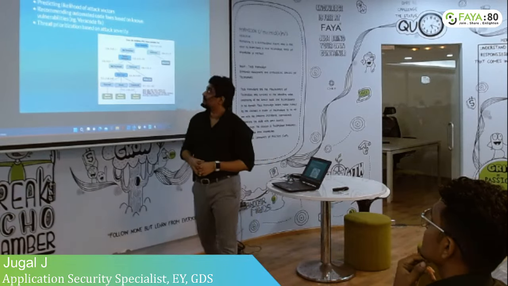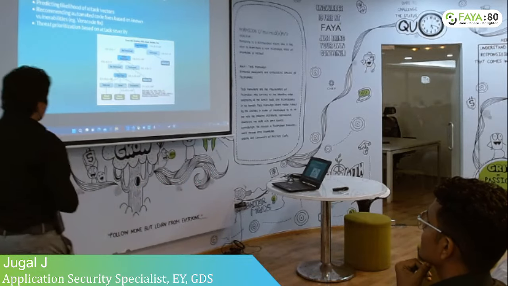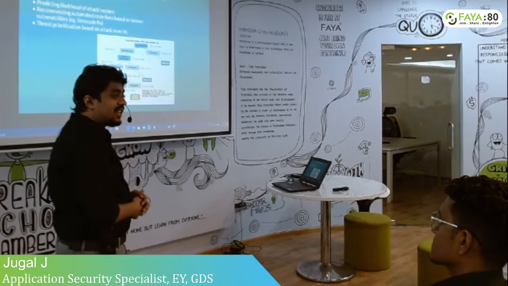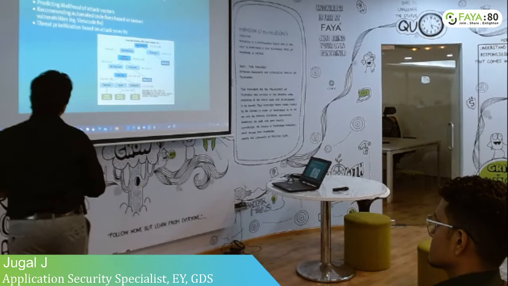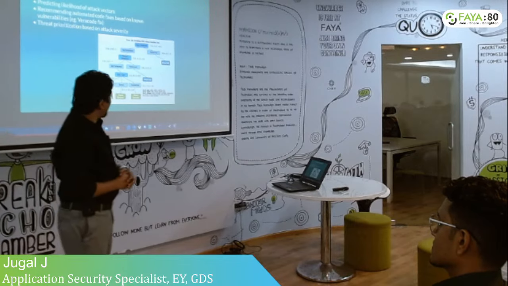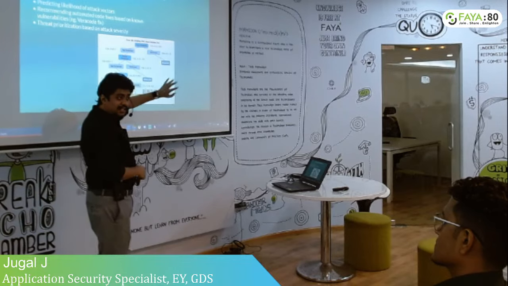Okay. Nowadays, we can't really have a discussion without AI, right? So that's the last part of today's discussion. We'll talk about artificial intelligence and application security and look at some of the applications here. So the first thing is predicting the likelihood of attack vectors, right? This is actually a decision tree that everybody has seen.